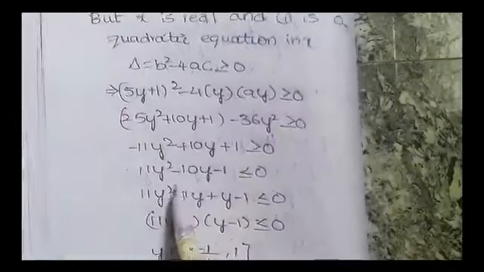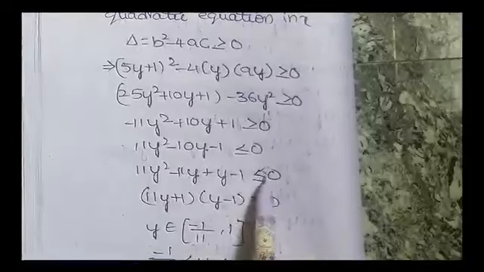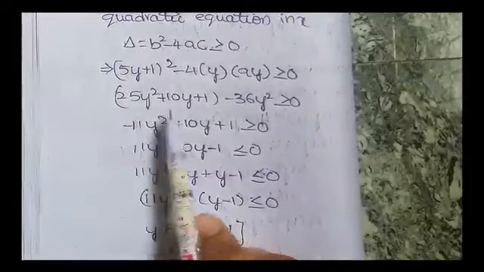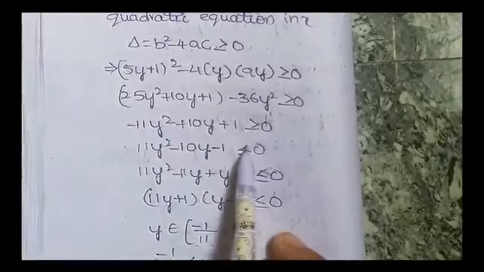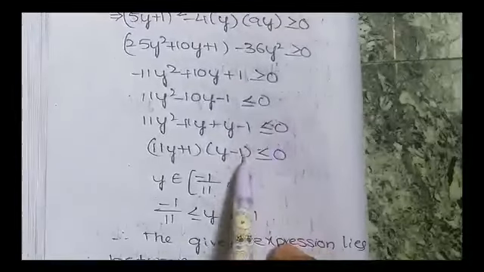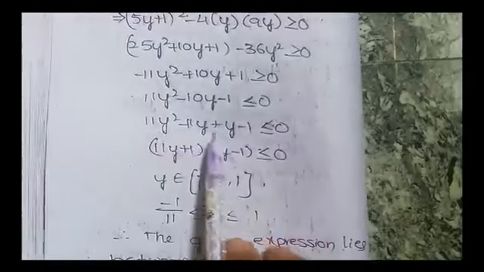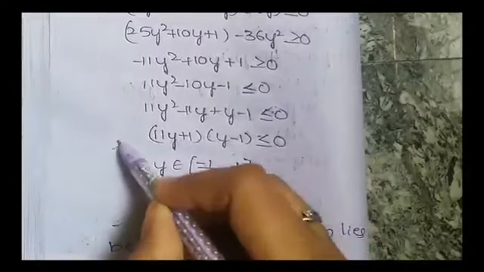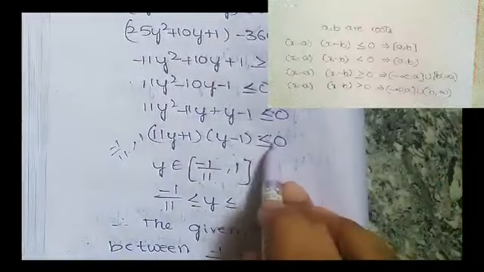So here also, it became less than or equal to 0 because here we have taken minus common. Minus in the sense it is negative, right? So I have taken less than or equal to 0. So we know how to find the roots from the quadratic equation. So from this quadratic equation, by factorization or splitting, we get two roots. One is minus 1 by 11 and another one is 1. So it is less than or equal to 0.